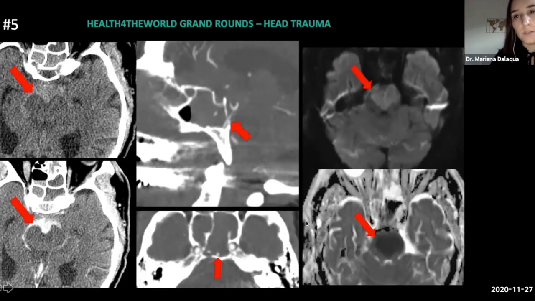And this patient still did an MRI that confirmed that he had an ischemic stroke in the pons. So unfortunately, he died after the MRI.